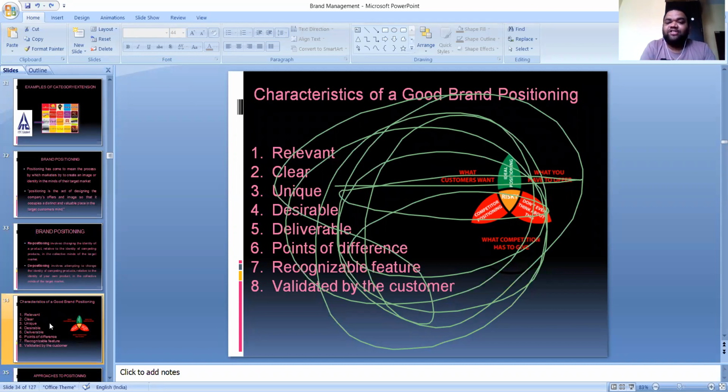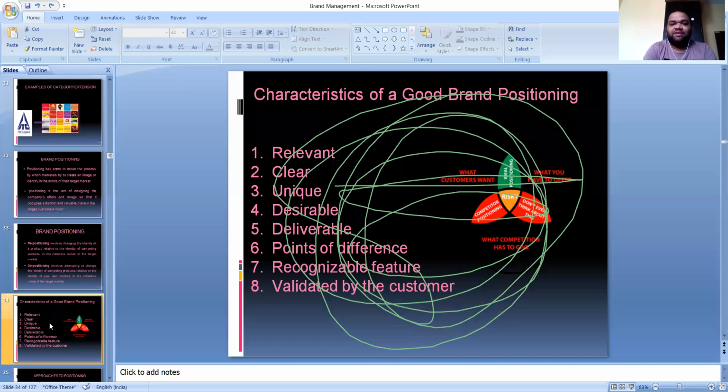And here the sixth point is very important, that is points of difference. Points of difference means there should be some features, some elements, some factors that differ from one product to another product available in the competitive market. So you should be very, very clear, and you have to do that brand positioning.